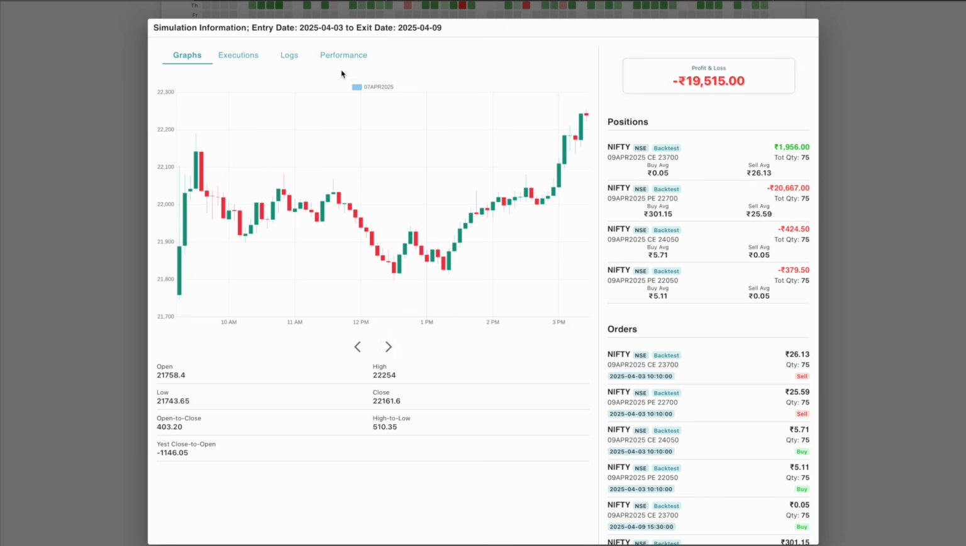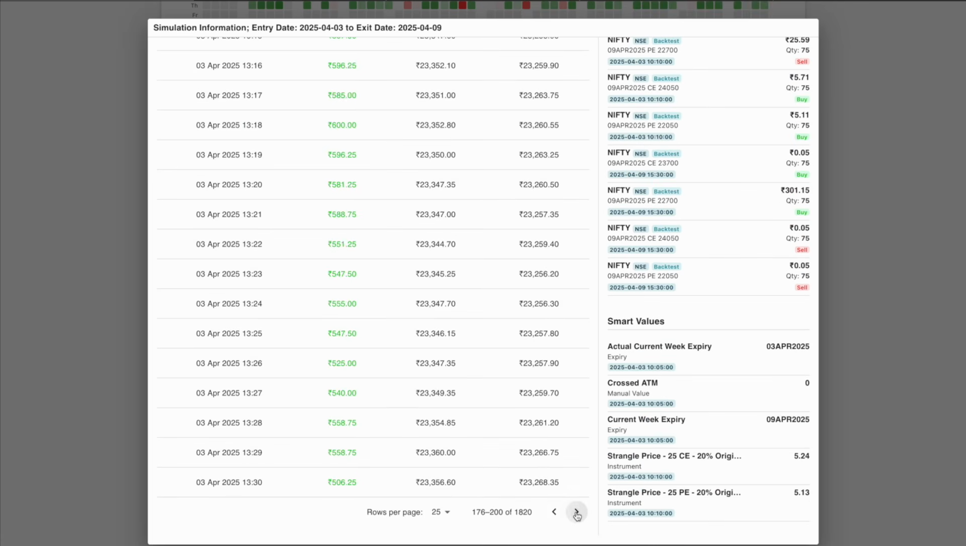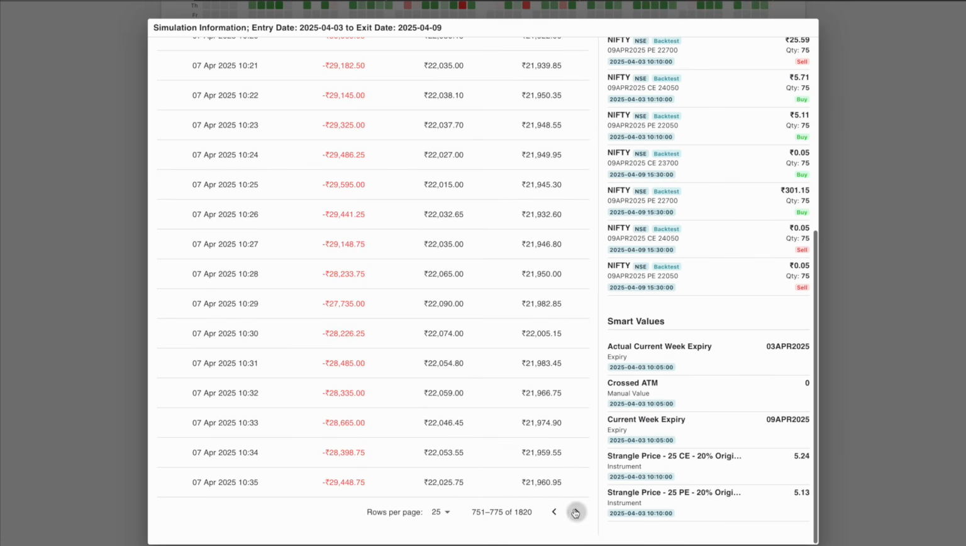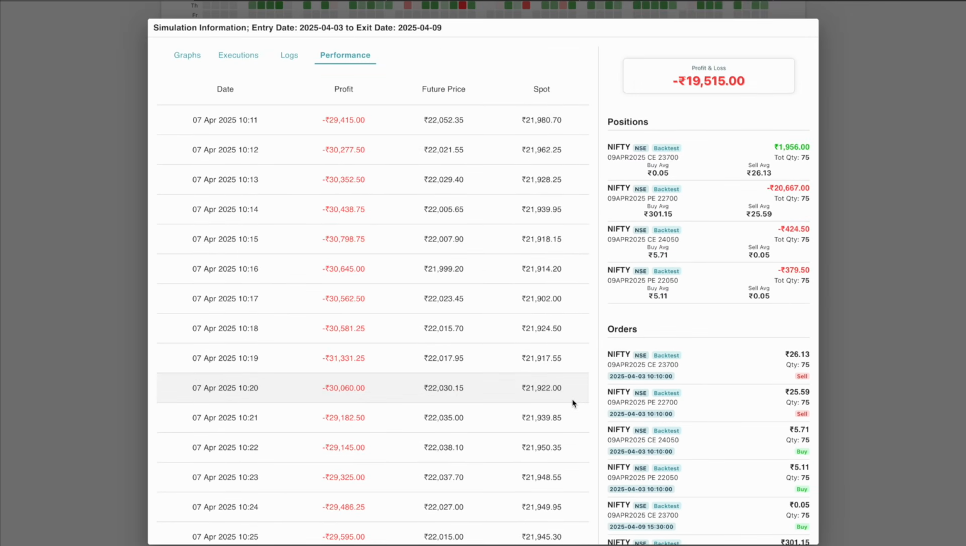If you look at the minute by minute performance report, at one point during that week, that is on 7th April, our loss had actually touched around 31,000. That means 10 to 15% of your entire capital was gone in just one trade. Imagine putting your savings in and within days a big chunk disappears. That's the risk we are talking about.